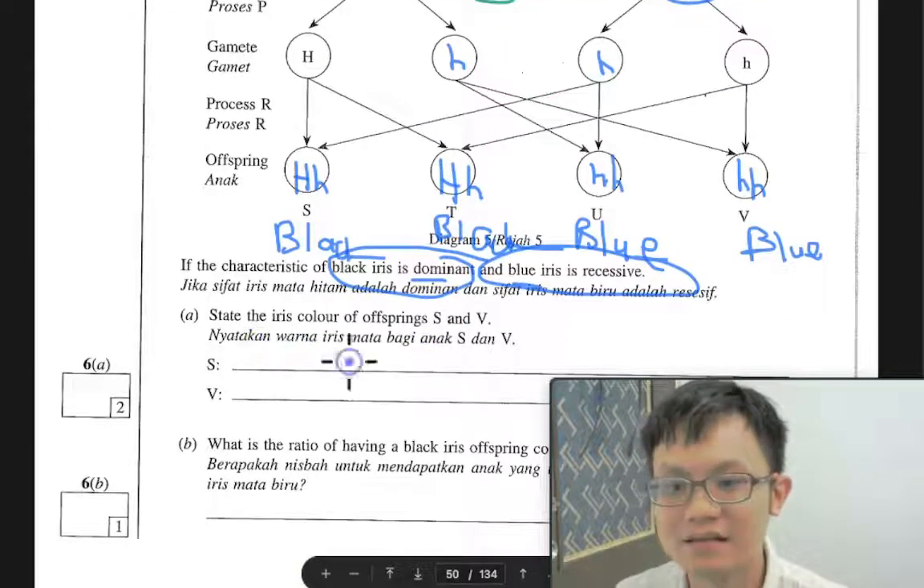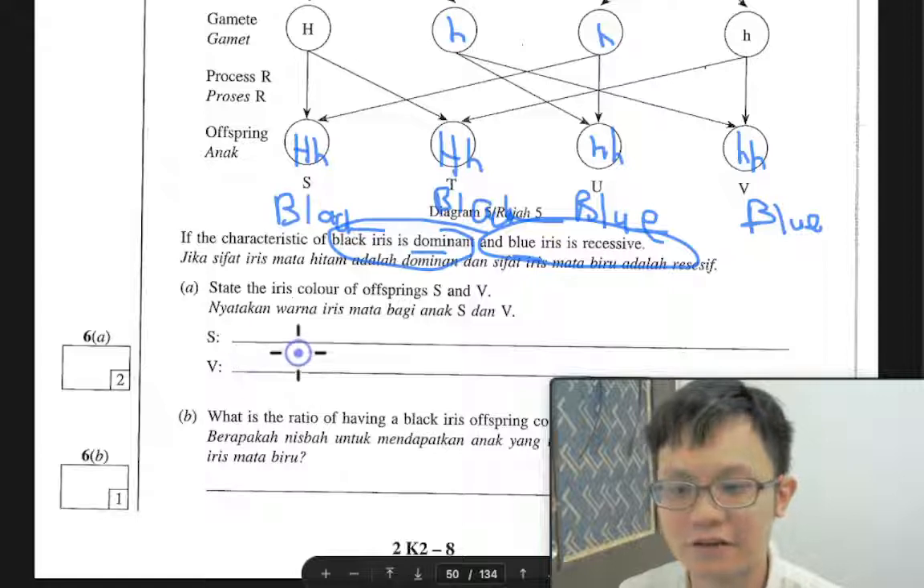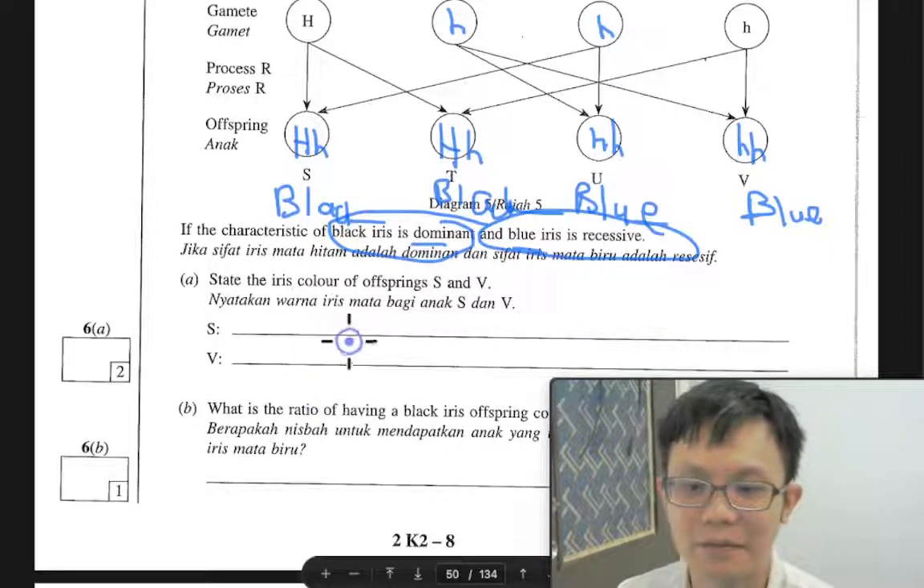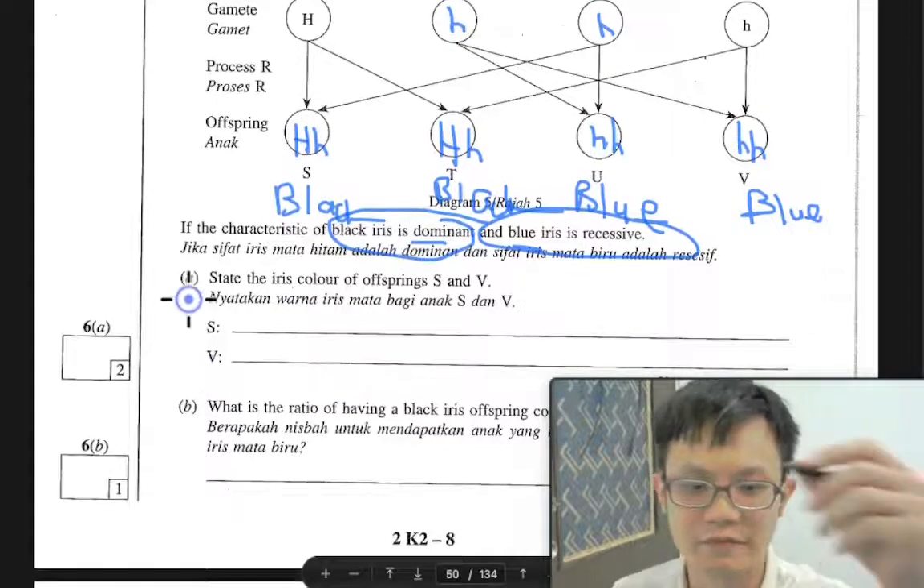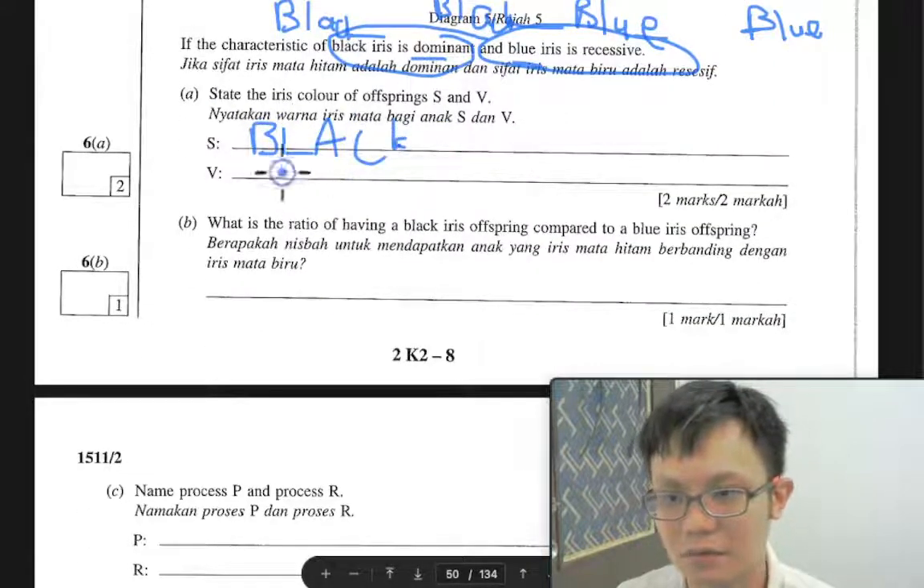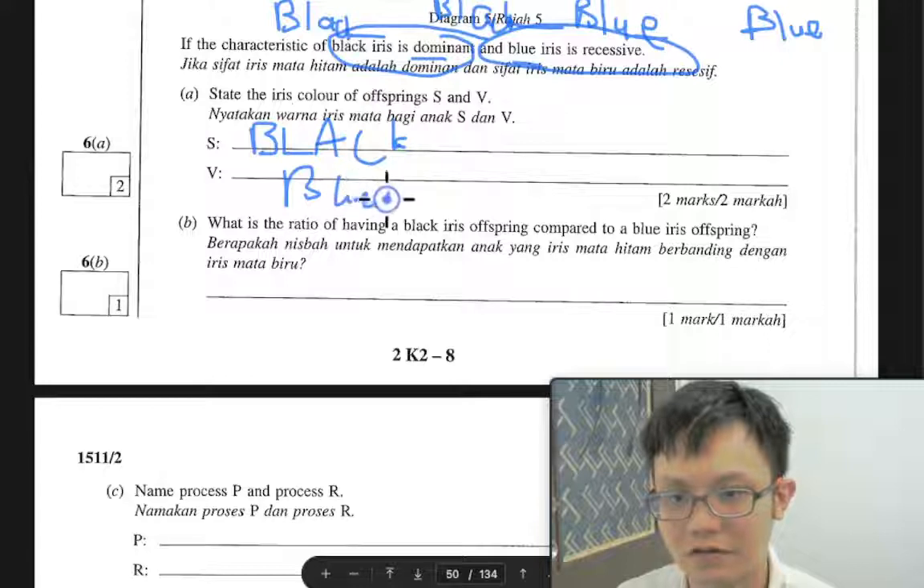I know. Yeah. Say the color of iris S and V. So what is S and V? S is black, V is blue. Yeah, black and blue. No need to write. I got a problem with my mouse. Very difficult to write. I just write black. Oh my goodness. Blue. What happened to my pen?